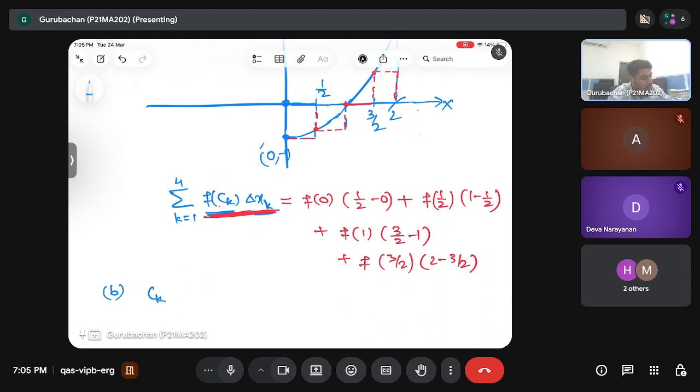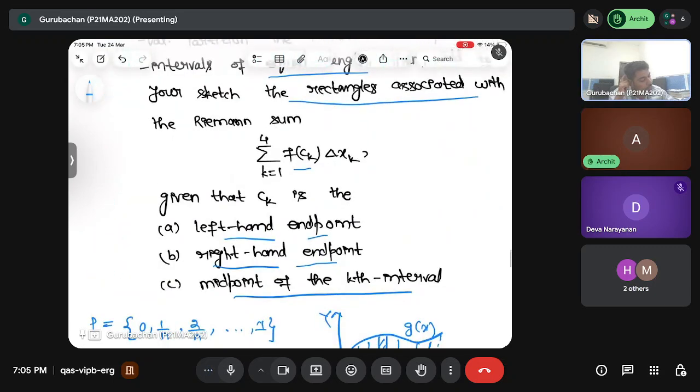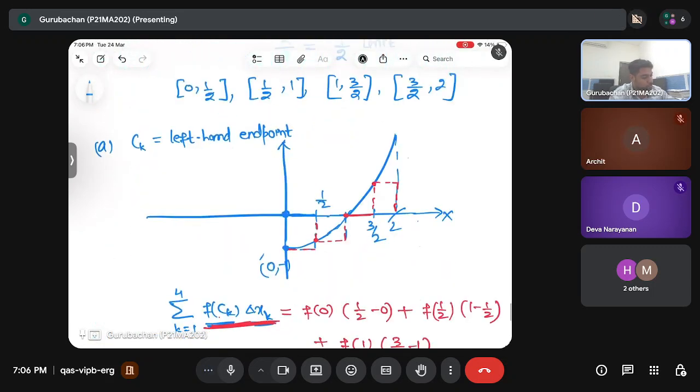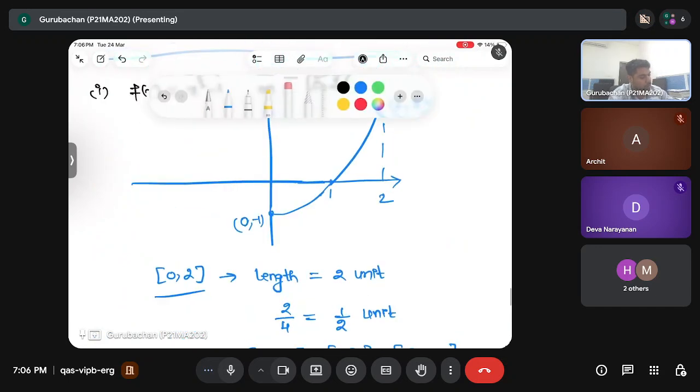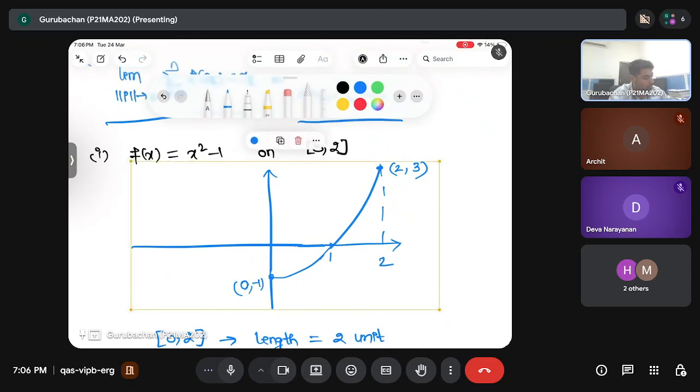Now the second one is ck is the right endpoint. Sir, how do you know to take the left hand point? I have asked, no? We have to do it in three subparts. First, you have to draw with the left hand endpoint. I'm just giving you the understanding of how we can cover with the rectangles. I'm just giving you that glimpse. So we need to take this one another time.